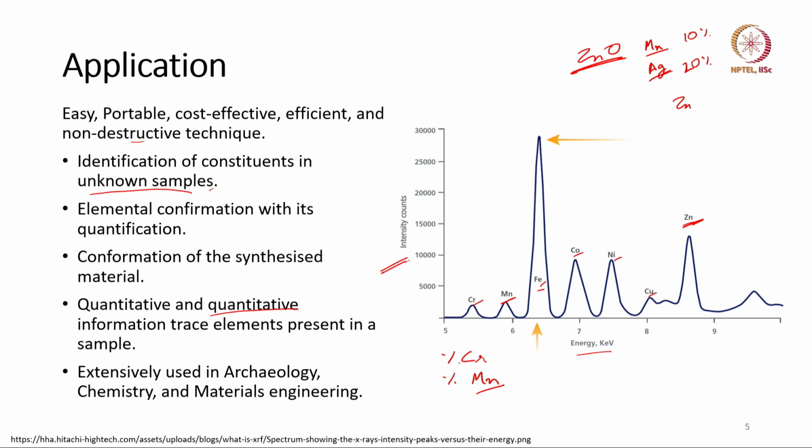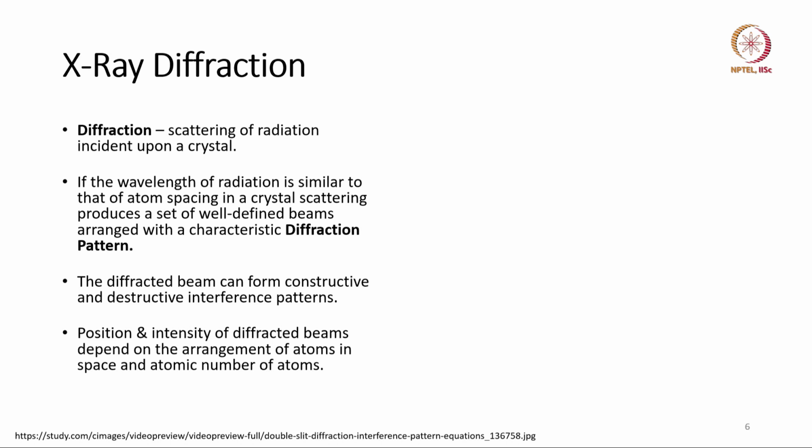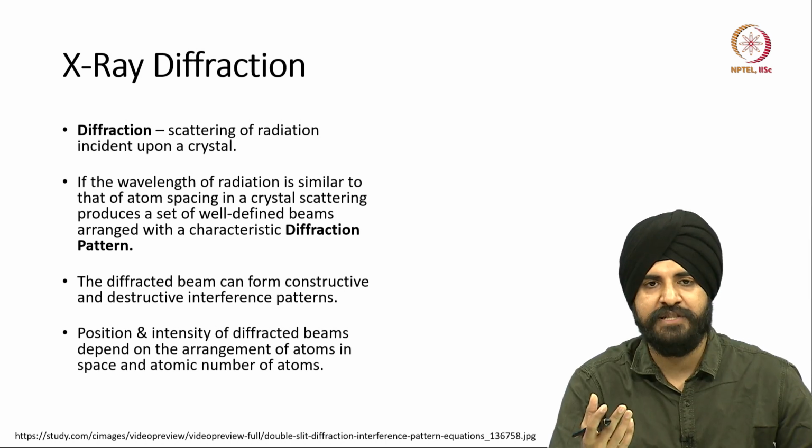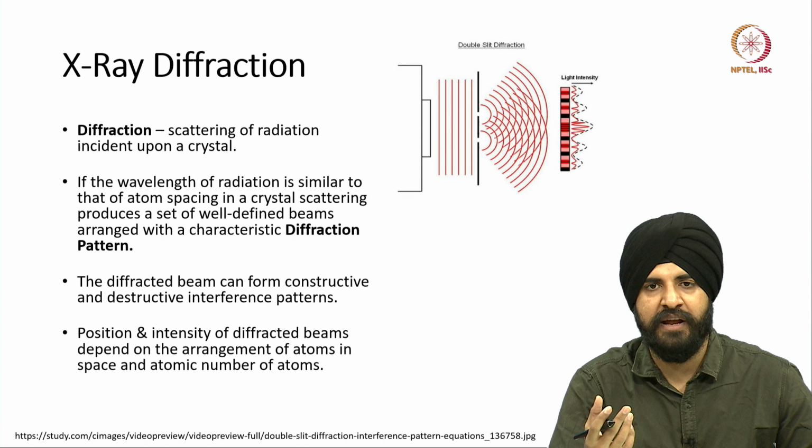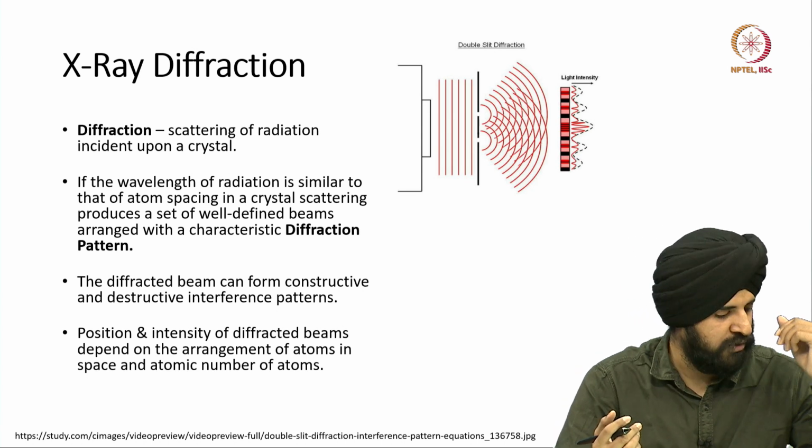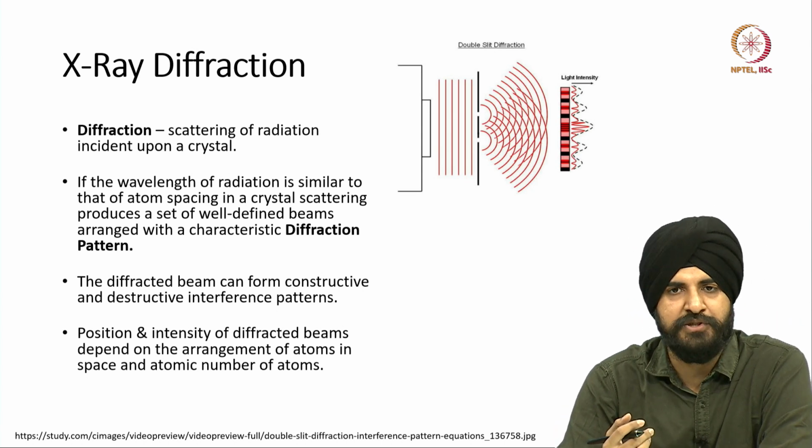So, having looked at the advantages of XRF spectroscopy and some of its applications, we will jump to another application of X-rays, a phenomenon called diffraction. Now, what is diffraction? Diffraction is basically the bending of radiation. This phenomenon you might have read in your +1 or +2.